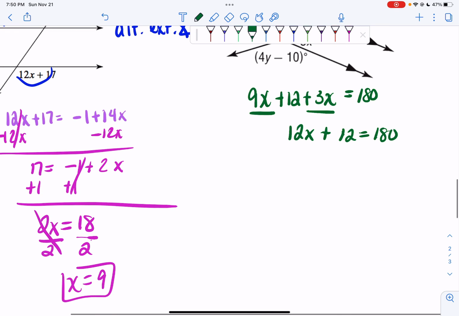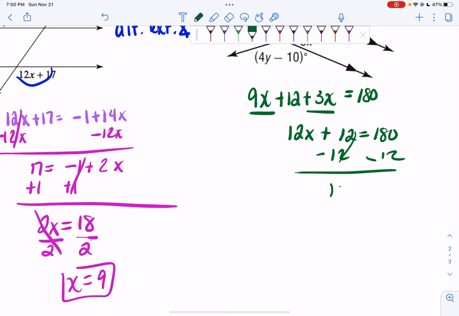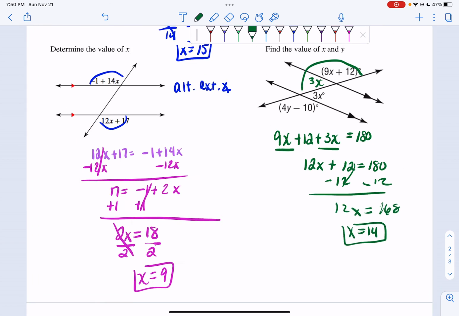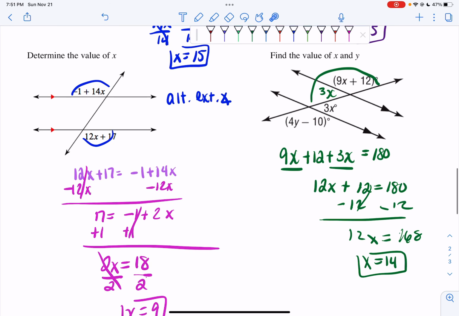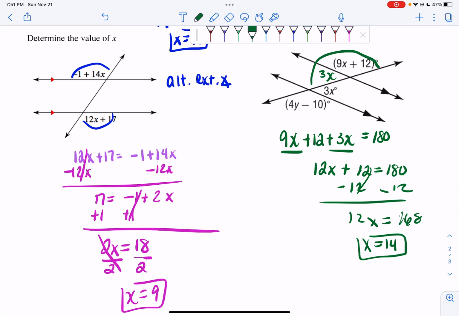We then subtract by 12 on both sides of our equation. 12x is equal to 168. So 168 divided by 12 is 14. So I get x is equal to 14. Now I want to solve for y. If you think about it, 4y minus 10 and 9x plus 12 are exterior angles that are alternate. So they are congruent to each other. So I can do 9x plus 12 equals 4y minus 10.